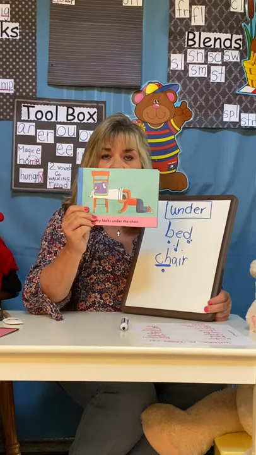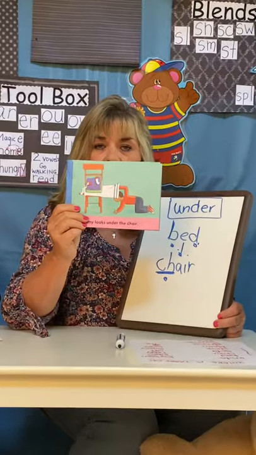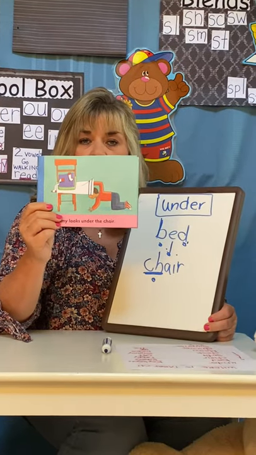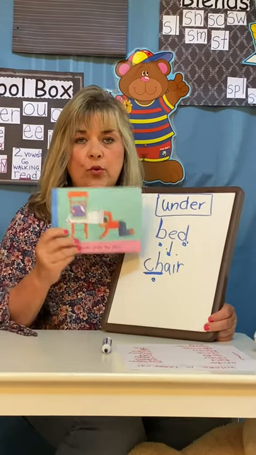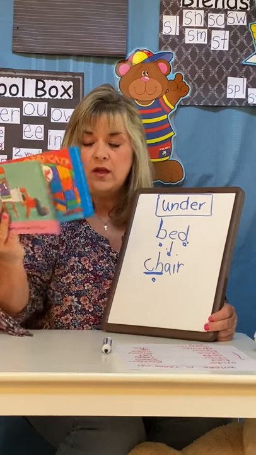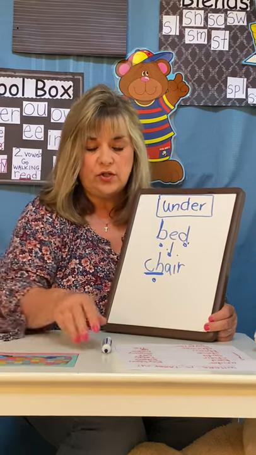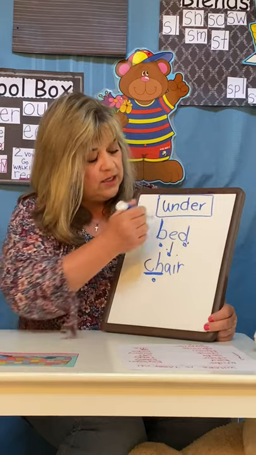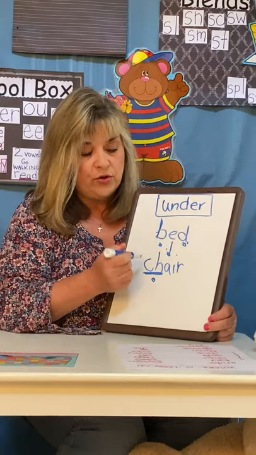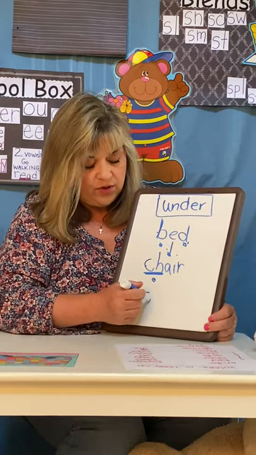He goes under the chair. We okay? I'm gonna be doing this on every one. So as long as you can see the board and the book, we're good, okay? All right, because they might have to use the picture clues for some of these words. So he's gonna go under the bed, he's gonna go under the chair, and now he's gonna go under this.